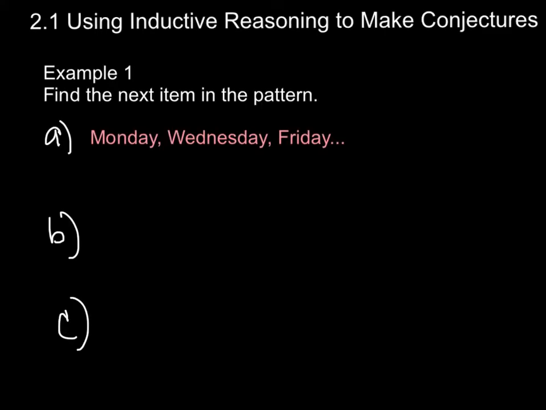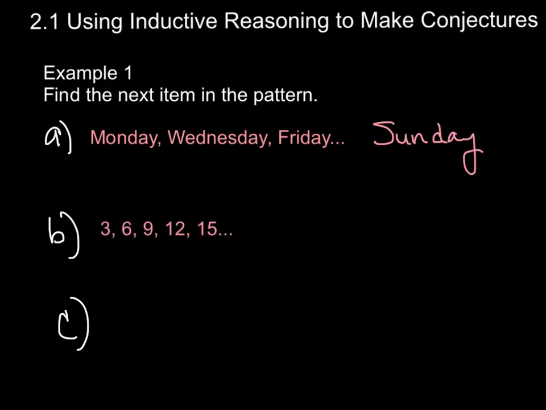I'm not going to go over anything about what we're doing now, except I just want you to figure out patterns on your own. Let's start with the first example. Find the next item in the pattern. In A, we have Monday, Wednesday, Friday. What's the next item in the pattern? What'd you get? It should be Sunday. Now, how'd you get that? Hopefully the pattern that you figured out was that alternating days of the week make up the pattern. So the answer here would be Sunday.